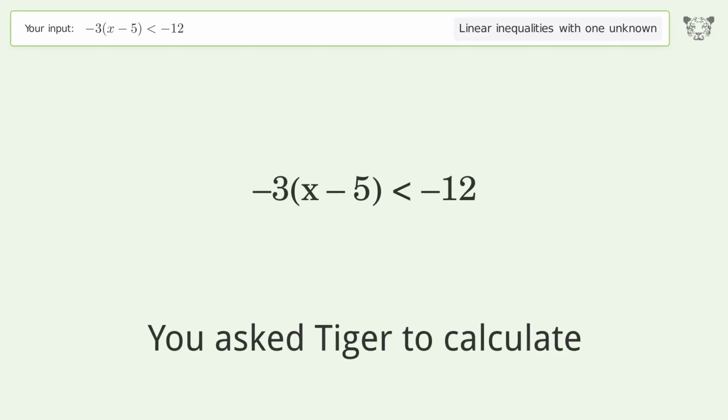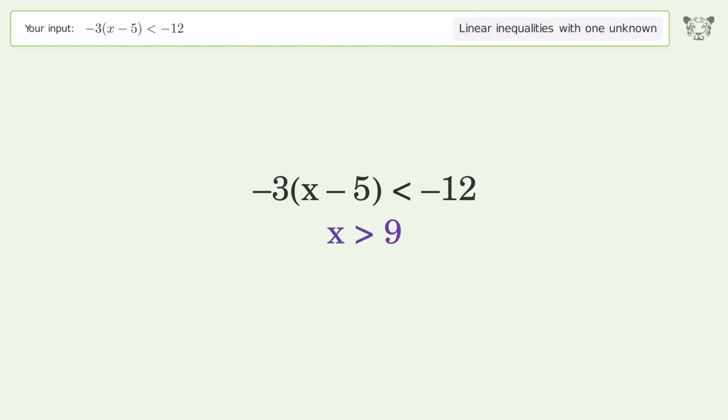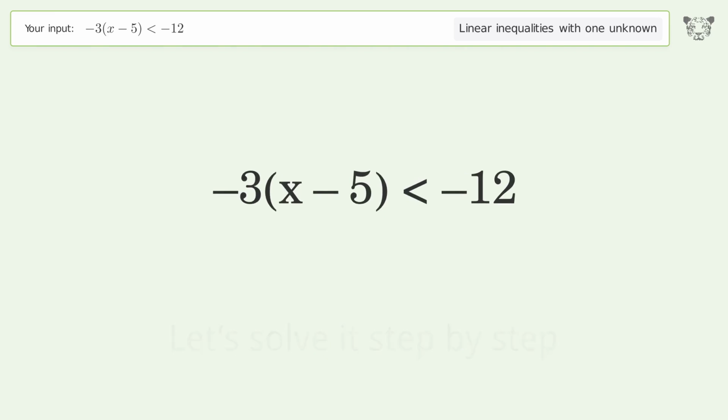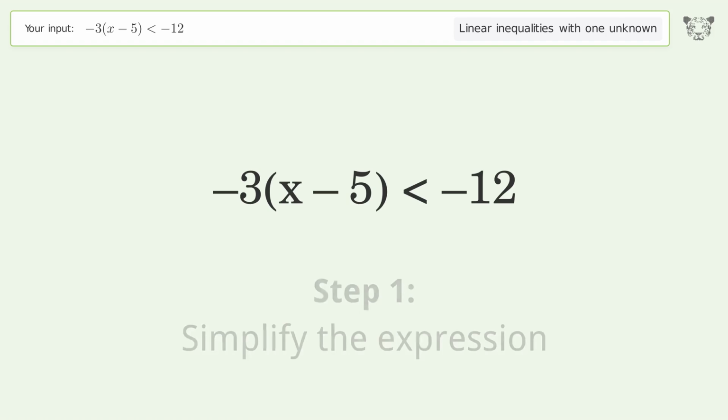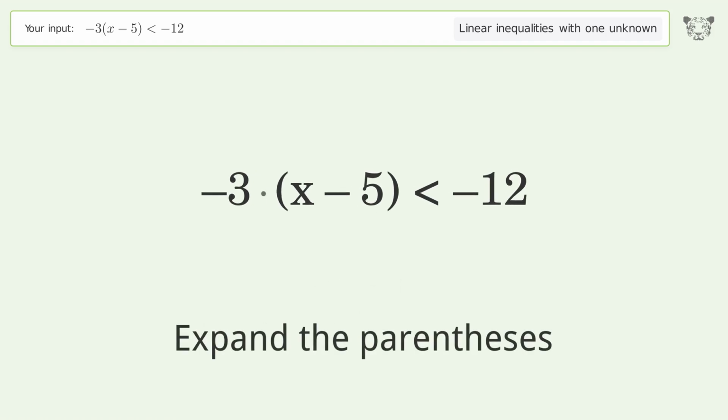You ask Tiger to calculate. The final result is x greater than 9. Let's solve it step by step. Simplify the expression. Expand the parentheses.